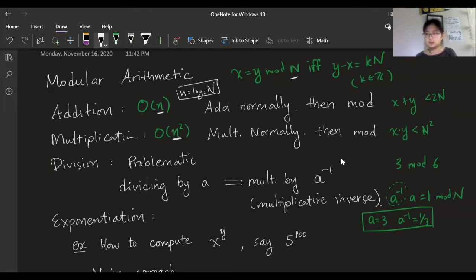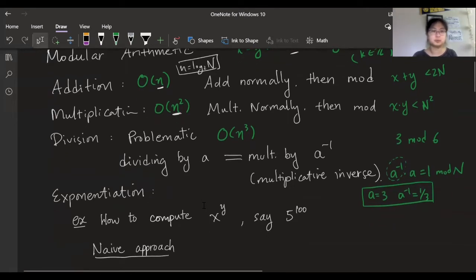If you're interested in this, group theory is a magical subject. You should look into it. But essentially, this is a little bit more problematic than addition and multiplication. But at the end of the day, it's going to be polynomial time, and the book explains better. So it's O of n cubed. Again, n is the length of the number.